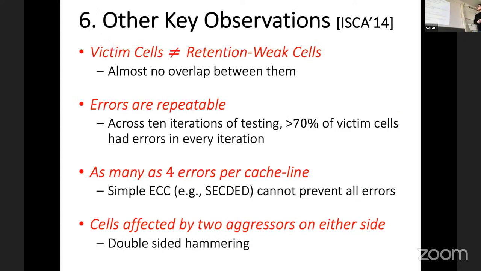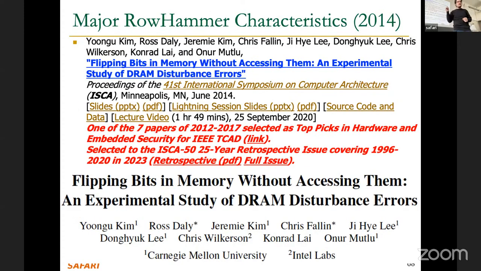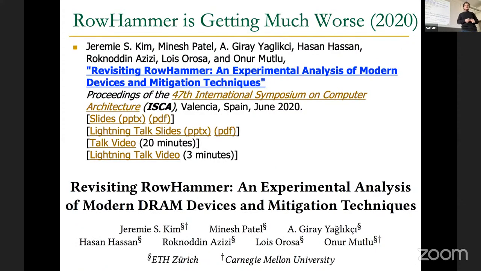There are other key observations in the paper, but I won't talk about these. If you're interested, please read it. Other than that, more recently, we looked at RowHammer again, but this time using DDR4 chips and newer chips.